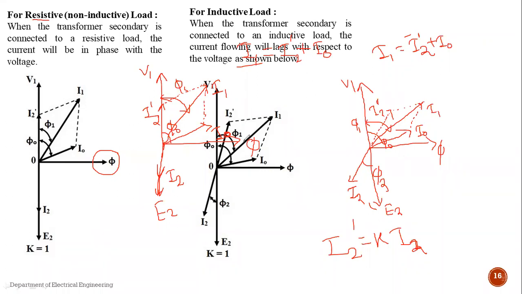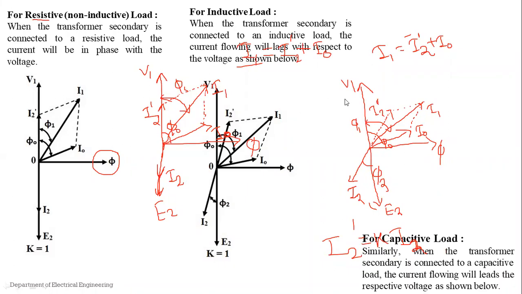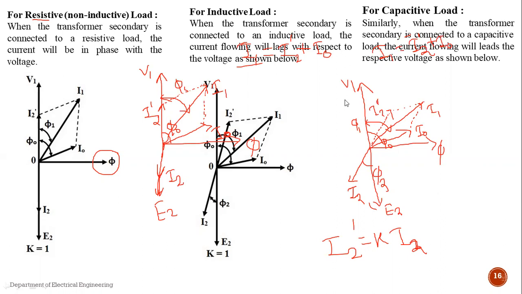When the secondary of the transformer is loaded, and the load on the transformer is inductive, then this phasor diagram will be drawn, it will be like this. Okay, again for the capacitive load, similarly when the transformer secondary is connected to a capacitive load, the secondary current I2 leads the voltage V2 by some angle. Okay, it will lead the respective voltage as shown in this figure.